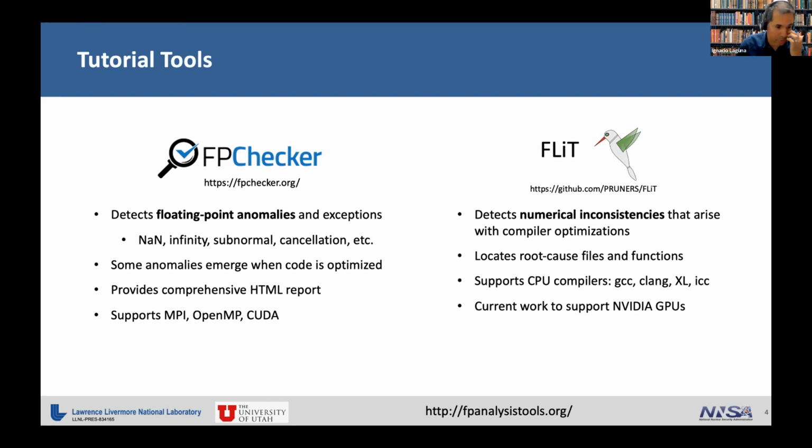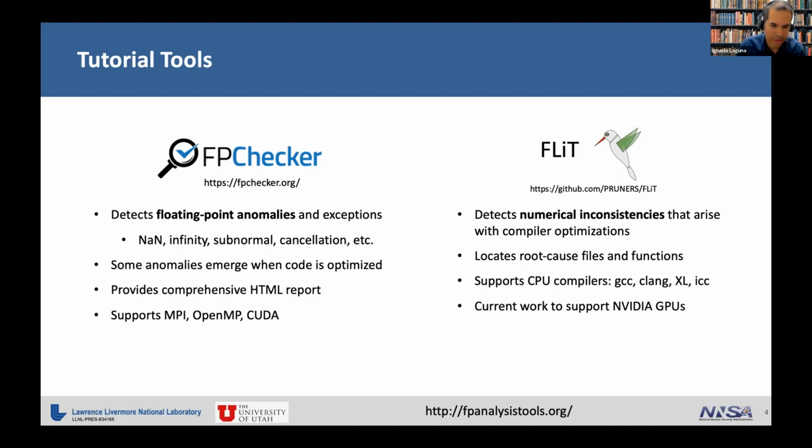This FPChecker tool gives you a report, an HTML report, and I'll show you later in the tutorial what this report looks like. And it supports most of the programming models we use, MPI, OpenMP, CUDA, and things like that. We're going to go in the tutorial first with FPChecker, and then we'll move into the other tool, which is FLiT.